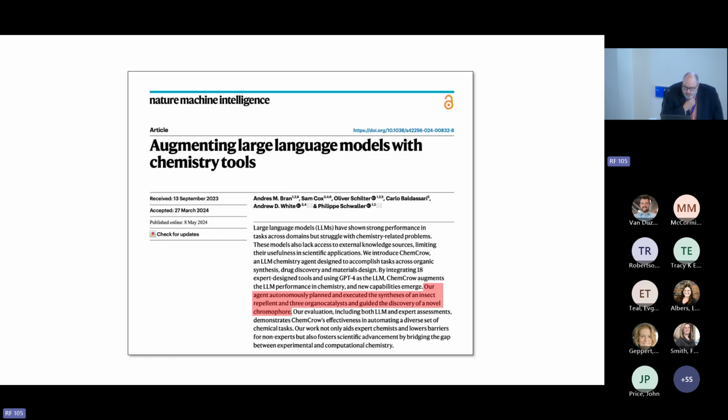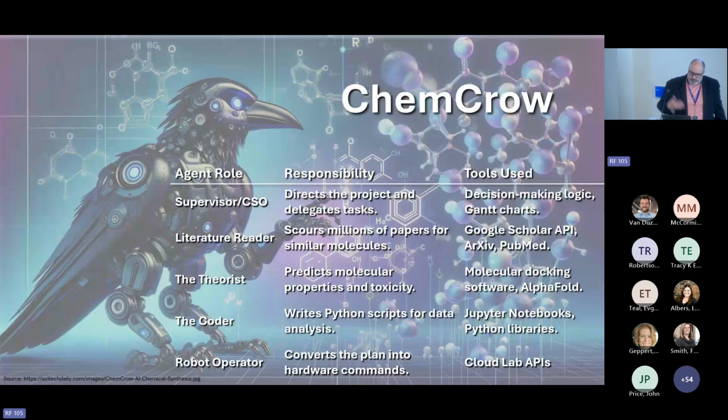A pharmaceutical group created a series of models, connected them together, and the models planned and synthesized insect repellent. They created 3 new catalysts that led to the discovery of a new chromophore, a new substance, all done by AI. They created the system, they call it ChemCro, and they have different agents in that.